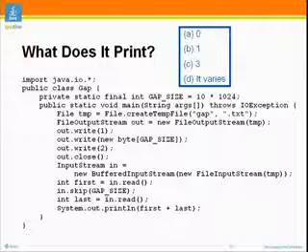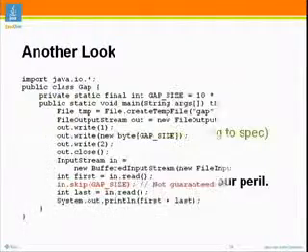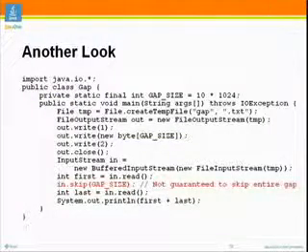Okay. In practice, it will print 1. In theory, it will vary from run to run. 1? Why will it print 1? The problem is that the skip method returns the number of bytes that it skipped. It may decide on a whim to not skip the full number of bytes you requested. Wait, let me take a look at this. Why would it do that? It doesn't make any sense. Well, that's what the API says. It doesn't necessarily have to make sense.